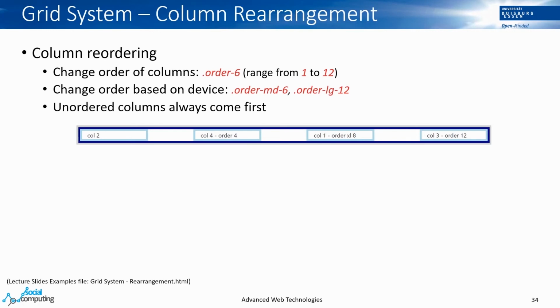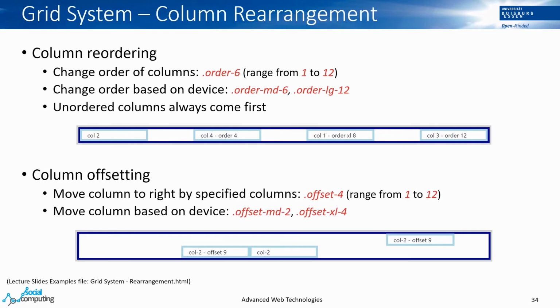Similarly, you can change the order based on the device also. For example, on medium the column should be at place 6, but on the large device, the same column should be at place 12. So this way you can adjust your columns in different orders based on the devices.